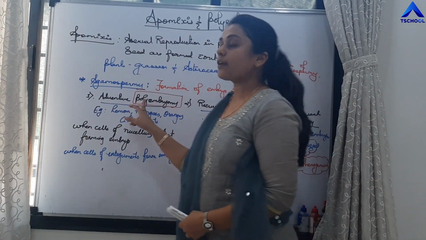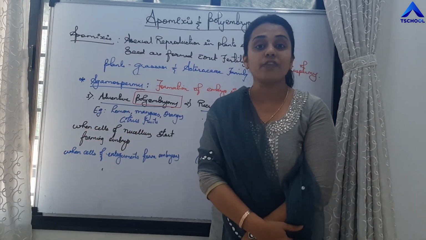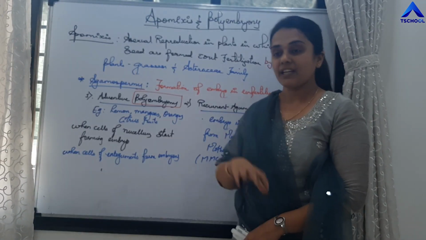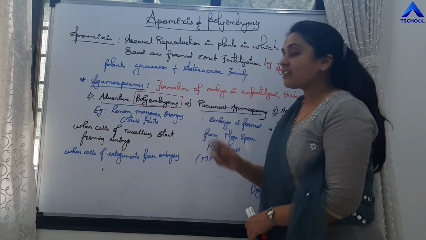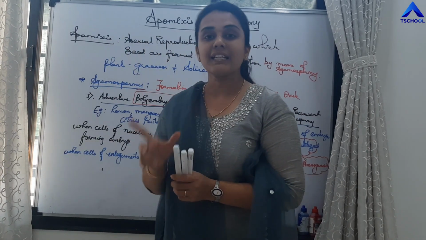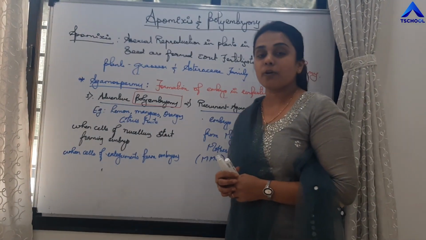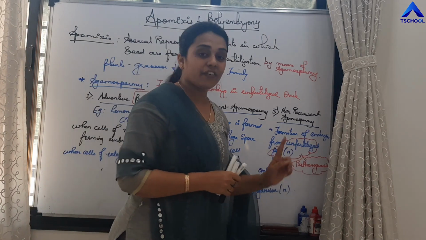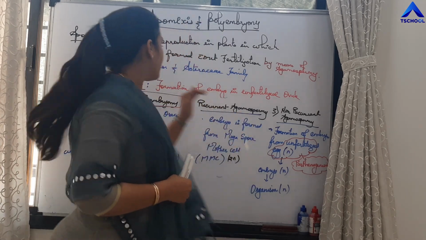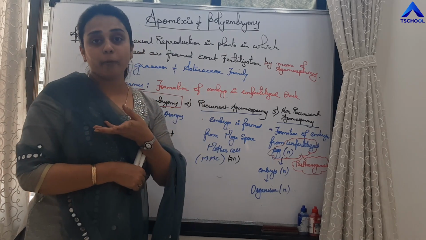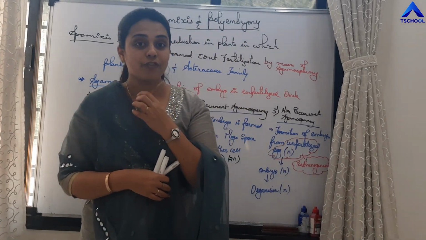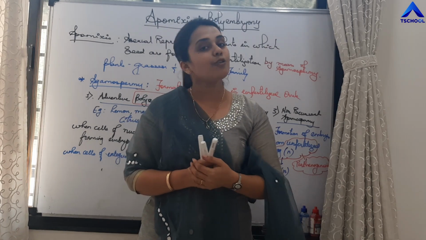So there are three types: adventive polyembryony, where multiple embryos are formed in case of citrus fruits, either from the cells of nucellus or from the cells of integument, and all the embryos are diploid embryos. Recurrent agamospermy, where embryo is formed from megaspore mother cell, hence the embryo will be diploid embryo. And non-recurrent agamospermy, where embryo is formed from an unfertilized egg, so the embryo will be haploid and the plant body will also be haploid, right? This agamospermy is a means of apomixis. What is apomixis? Asexual reproduction in the plants, where seeds are produced from unfertilized ovules without fertilization.